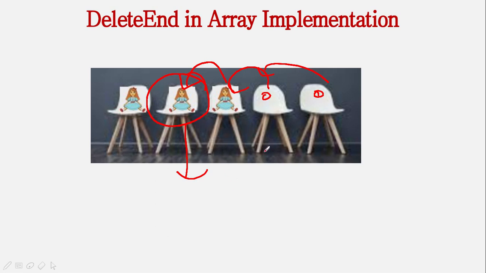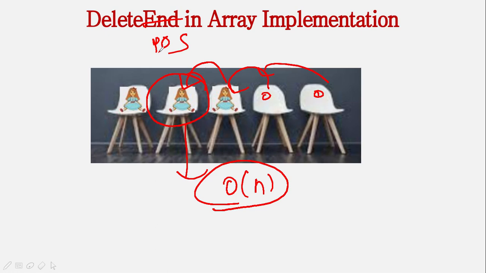So when you look at the time complexity, how much time will be taken? Does it depend on the number of elements in the list? Yes, because we have to shift the elements. In this analogy, the person has to move. So the rough complexity will be big O of n for delete at a given position. Okay, the title is not correct. Delete at the given position.